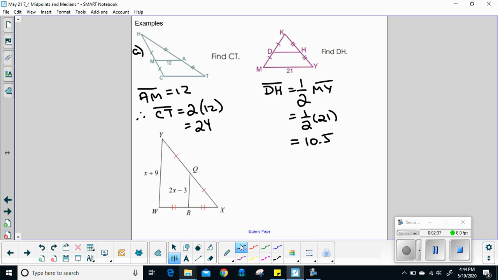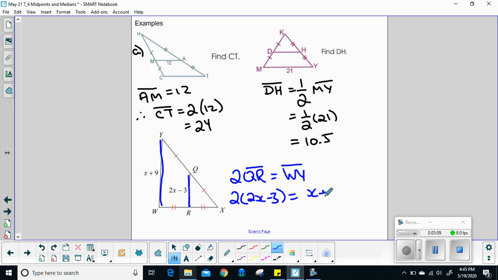Well, we can throw algebra in there too. We love algebra. Okay, well, I love algebra. So again, we've got midpoints, midpoints, midpoints. So that means this length here and this length here are related, right? So QR and WY are related. So I know the long side is twice the short side. So that tells me that 2 times my short side, QR, which is 2x minus 3, equals my big side, which is x plus 9.